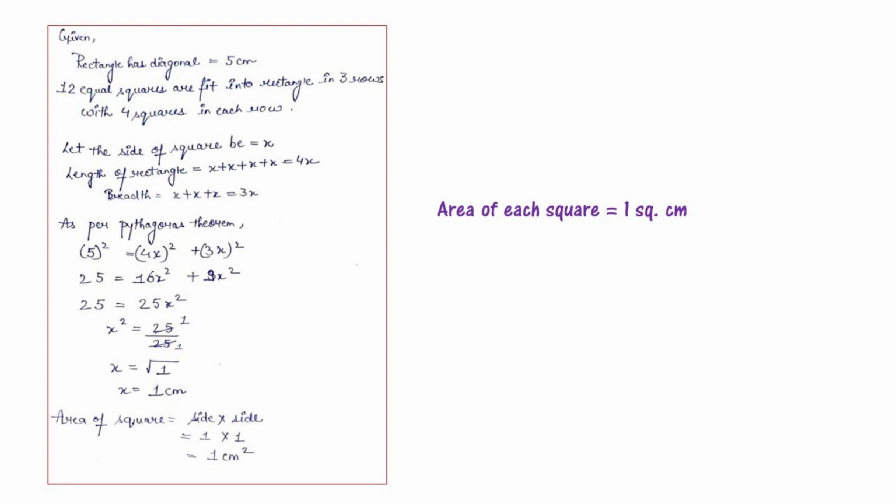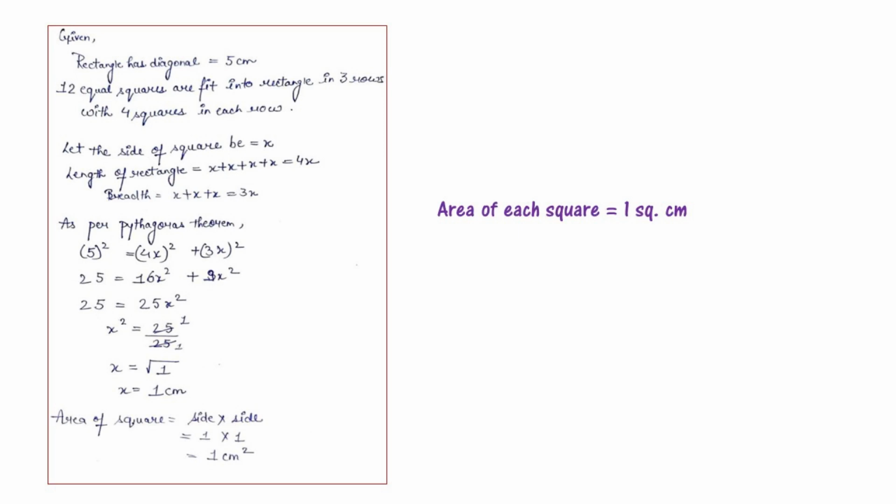Now solving this question. As it is given, the rectangle has diagonal 5 cm. Now 12 equal squares fit into the rectangle in 3 rows with 4 squares in each row. Now let the side of a square be x. Then the length of the rectangle is 4x and the breadth is 3x. Now we will apply the Pythagoras theorem here. That is 5 square is equal to 4x square plus 3x square. That will become 25 is equal to 16x square plus 9x square. That will come 25 is equal to 25x square. x square is equal to 25 divided by 25. Now we find x is equal to 1 centimeter.